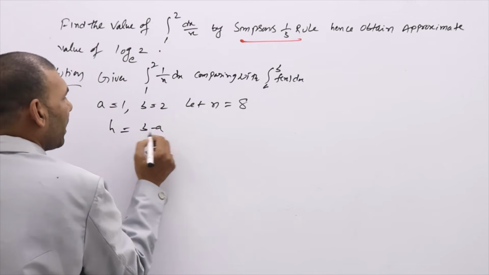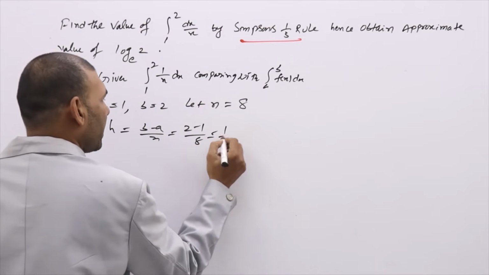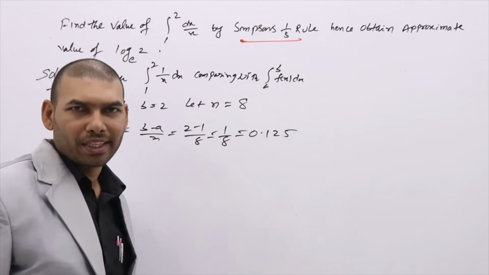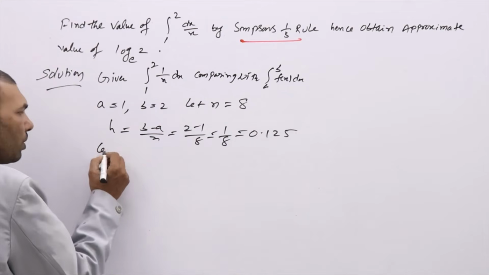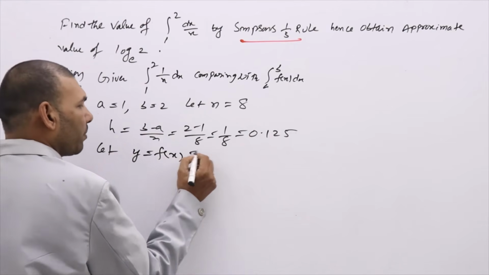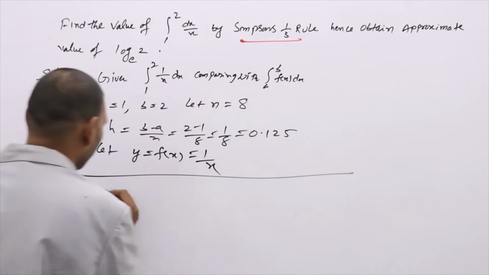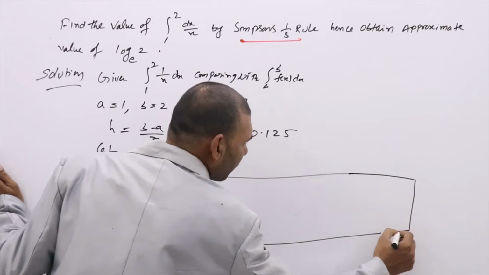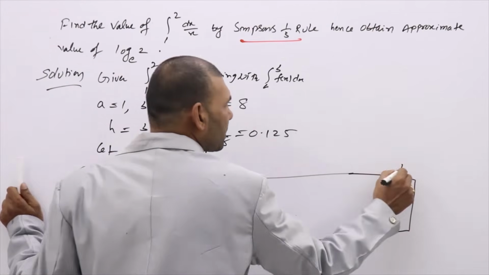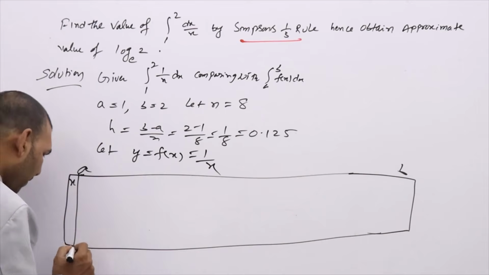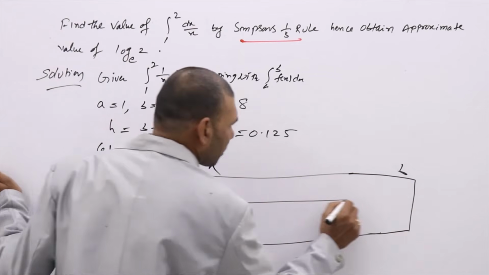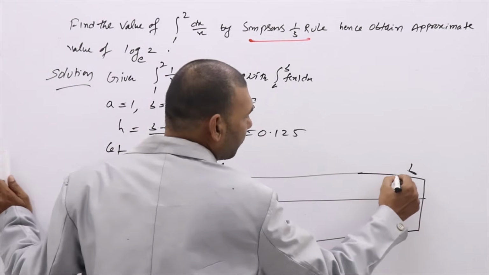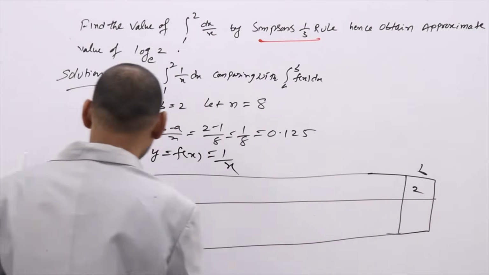h is b minus a by n, 2 minus 1 by 8, 1 by 8. Use calculator. Without using calculator you won't get anything. Using calculator, 0.125. By taking f of x as y, prepare the table of X and Y values, which starts with A and ends with B. B is 2, A is 1.